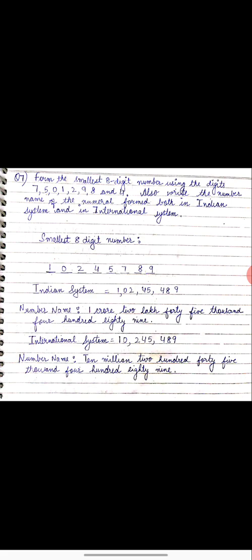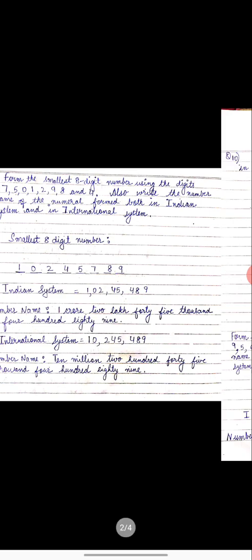So now in international system, you put commas after every 3 digits from the right hand side. So after every 3 digits, you will put a comma, right? And how will you read this number? 10,245,489. Right? You can also read these numbers by writing periods on the top, as we have discussed previously.